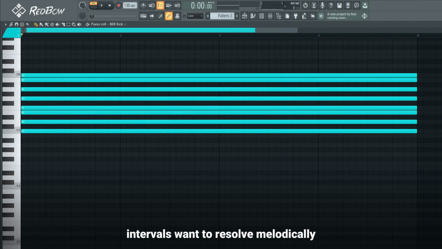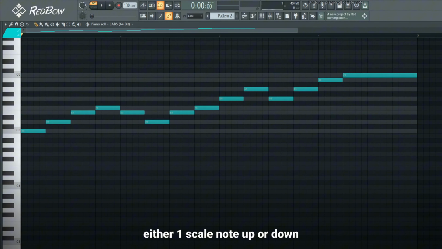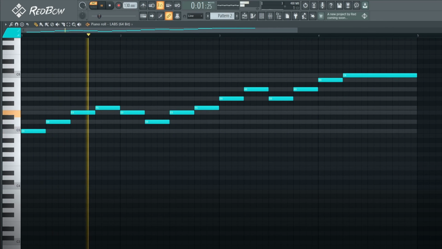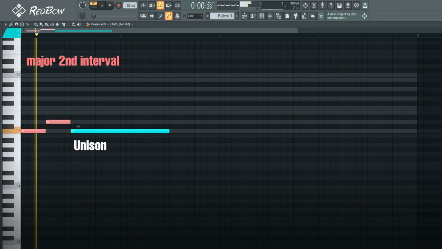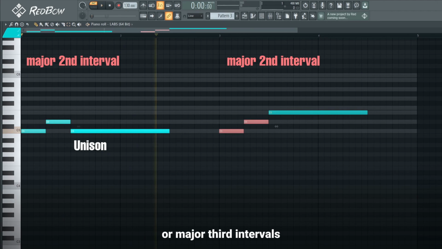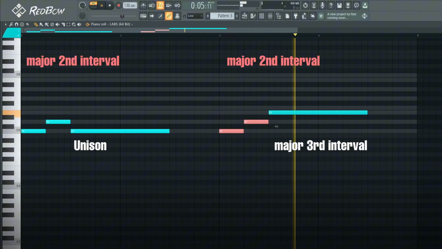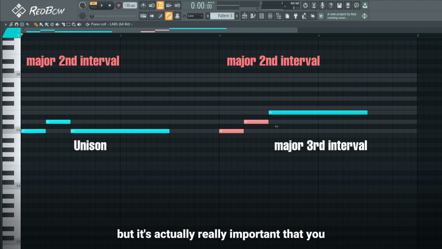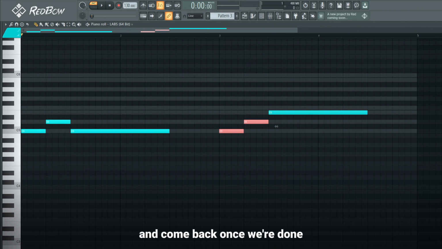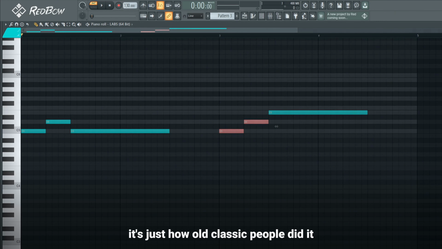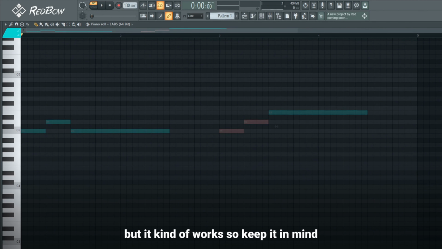Also, commonly, intervals want to resolve melodically either one scale note up or down. For example, major second intervals want to resolve to either unison or major third intervals. I know I just said this like out of nowhere, but it's actually really important that you remember this for melody making. So put a pin on this and come back once we're done talking about top melodies at the end of this book. Of course, this is not obligatory to do, it's just how old classic people did it. But it kind of works, so keep it in mind.